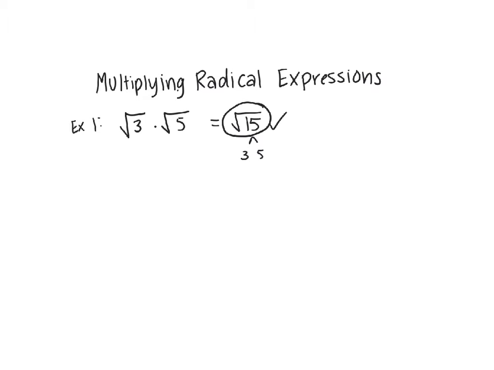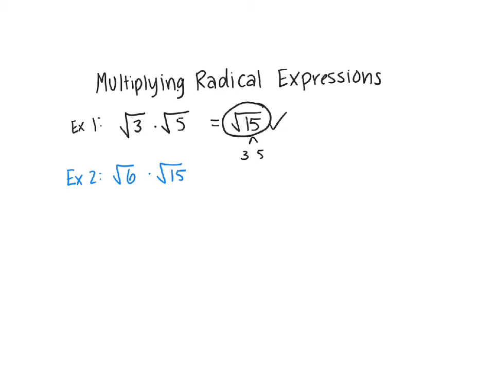So that's it, my friends. If you multiply radical expressions, all you have to do is multiply numbers by numbers and then simplify to get your answer. So let's look at another example where we do have to do a little bit of simplifying. Let's look at example 2. If we had the square root of 6 times the square root of 15.